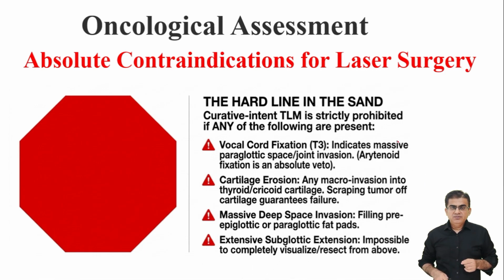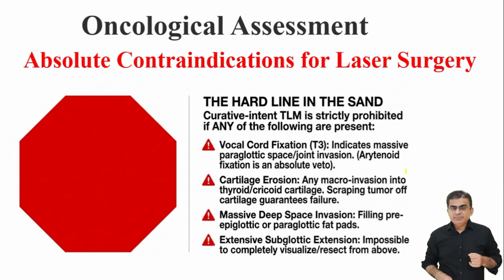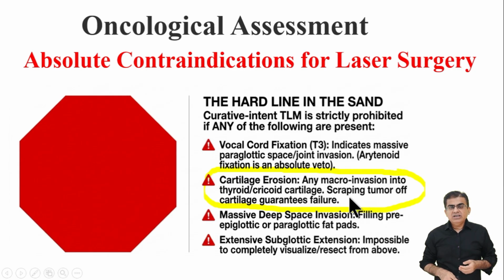First is vocal cord fixation, which functionally means it is a T3 tumor. A fixed cord indicates massive invasion deep into the paraglottic space or the cricoarytenoid joint. Fixation of the arytenoid cartilage is an absolute veto for this surgery. Second is any macroscopic cartilage erosion. If the tumor has already infiltrated into the hard thyroid or cricoid cartilage, you cannot use a laser. Attempting to scrape cancer cells off bare cartilage will only guarantee an oncological failure.